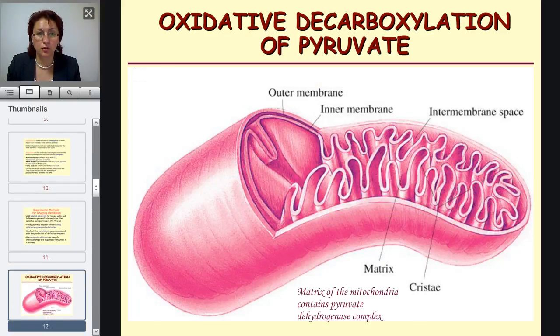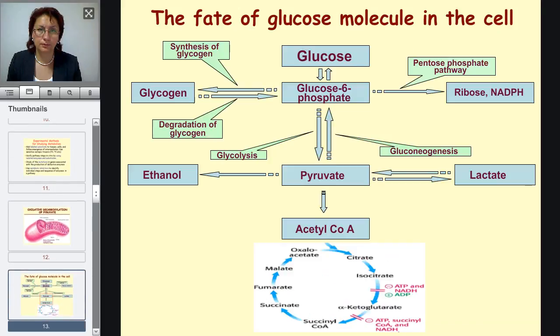Oxidative decarboxylation of pyruvate. The fate of the glucose molecule in the cell. Glucose during glycolysis is converted to pyruvate. Pyruvate is the metabolic bridge between glucose and acetyl-CoA.